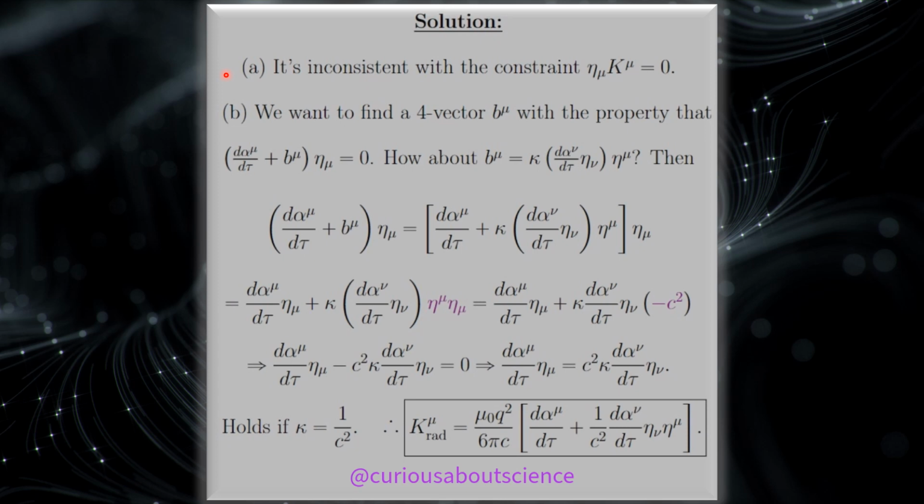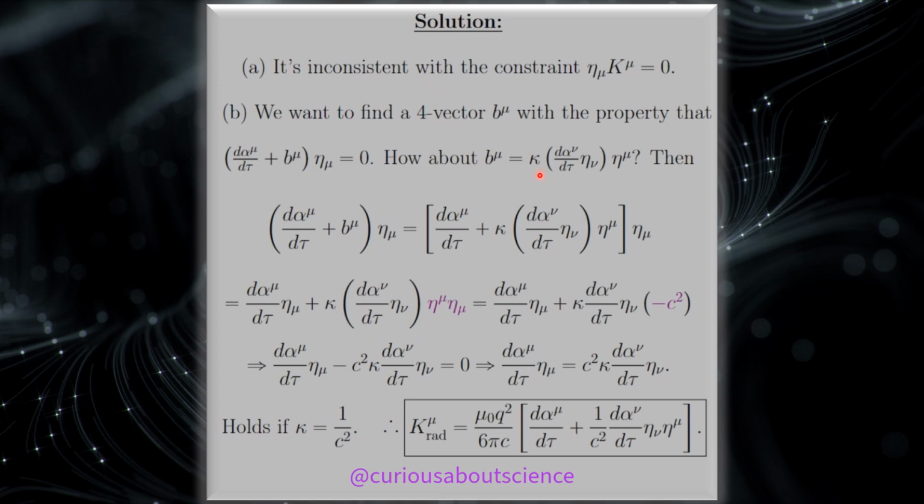So now what we have to do in part B is, well, we need to find a 4-vector B mu with the property that what we know about how this needs to transform for this constraint is that we need the derivative of alpha mu with respect to d tau plus this constant or this thing beta mu, and what we need to do is when we approach that with the invariant interval, i.e. dotted with eta mu, it needs to equal 0.